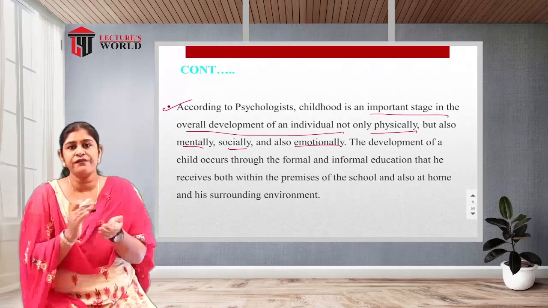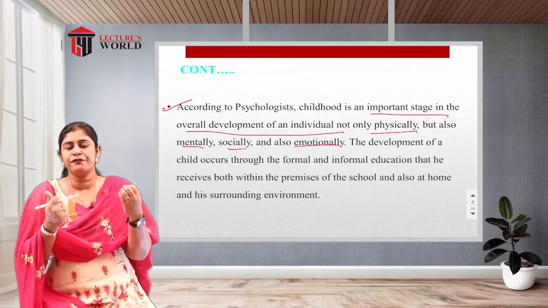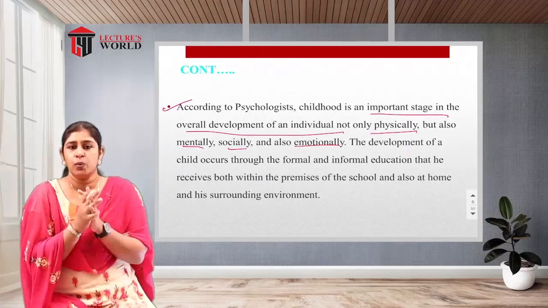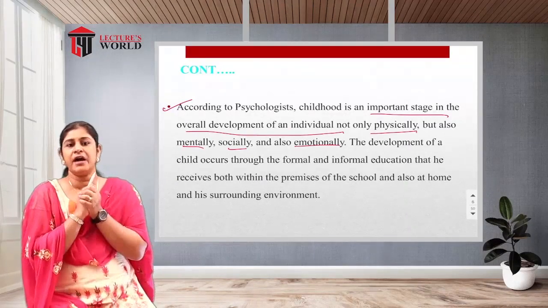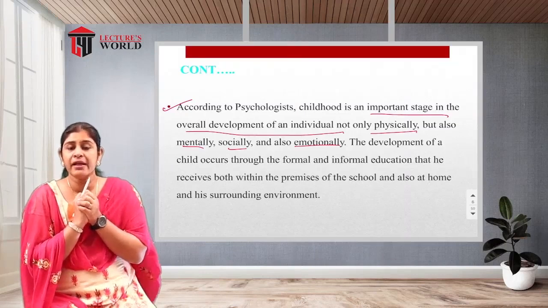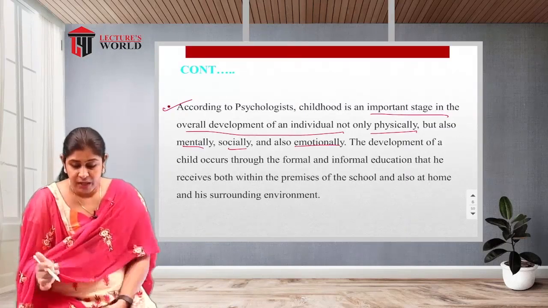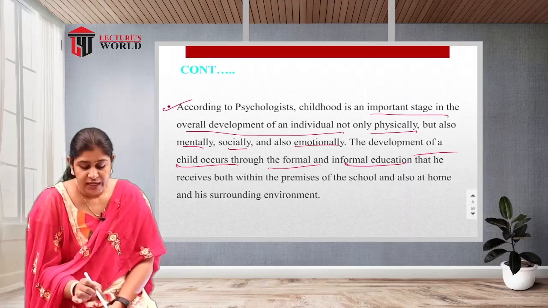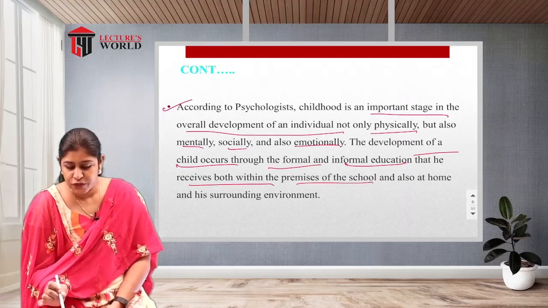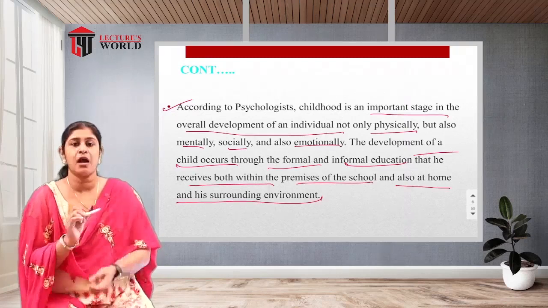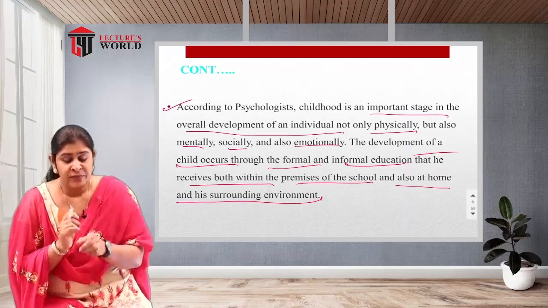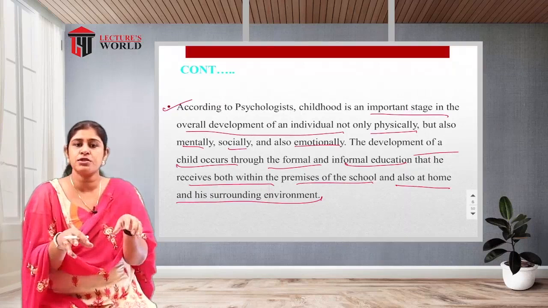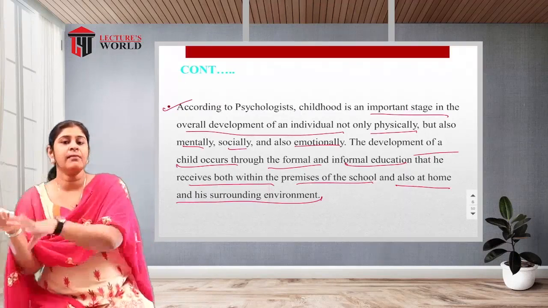The child should feel happy and safe that he is living with his mother and father, who are caring for the child very nicely. The development of a child occurs through the formal and informal education that he receives both within the premises of the school and also at home and in his surrounding environment. So the basic development of a child occurs inside the premises of the school, and at the same time outside also.